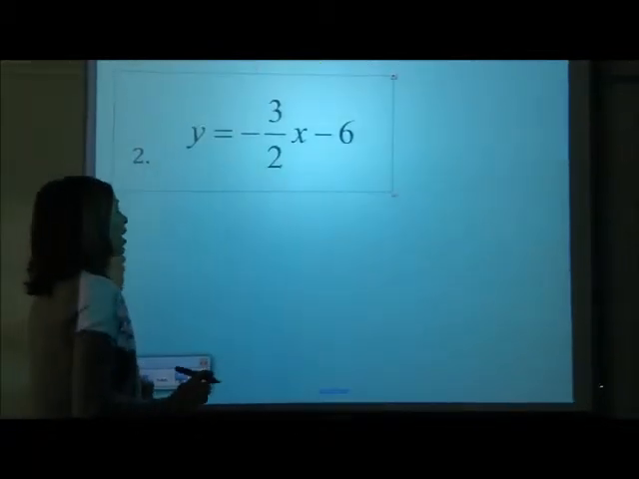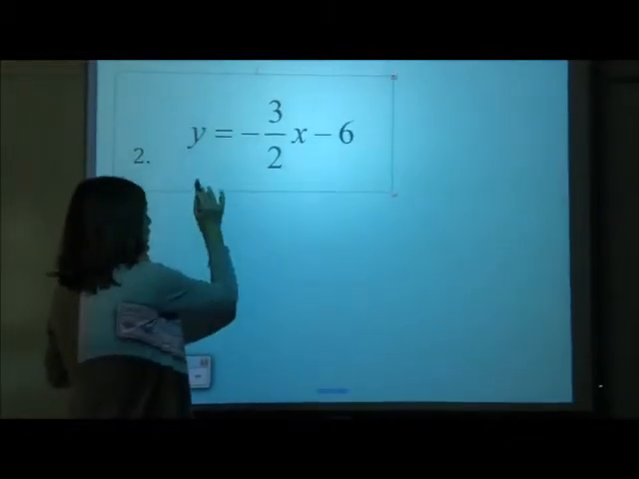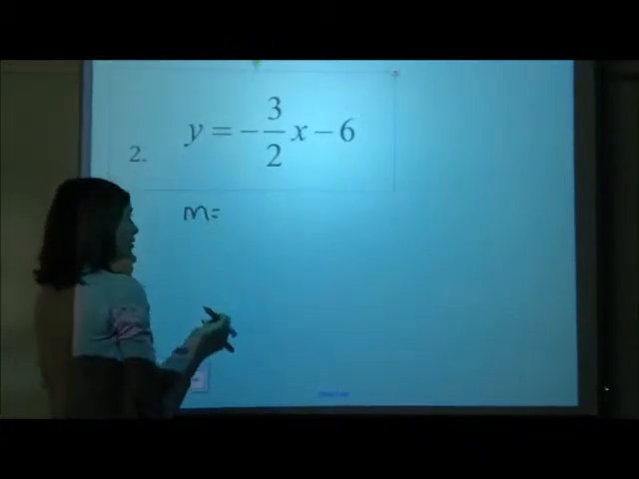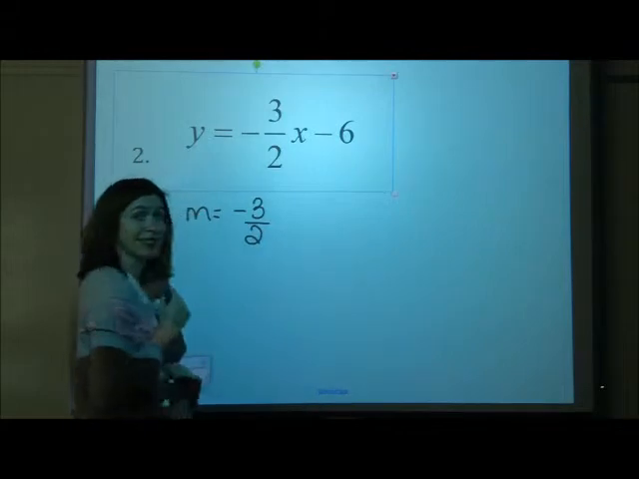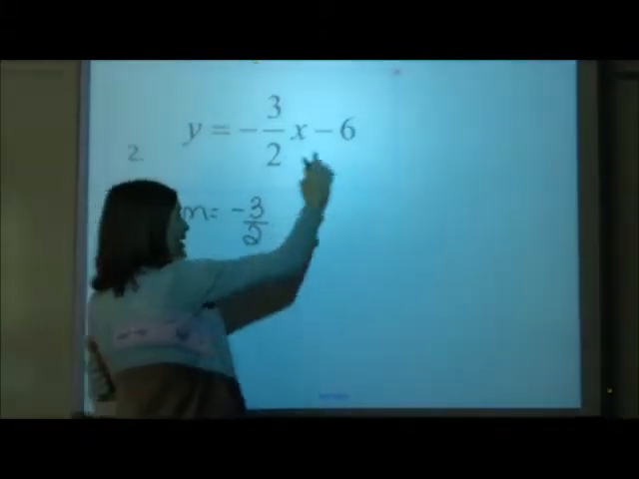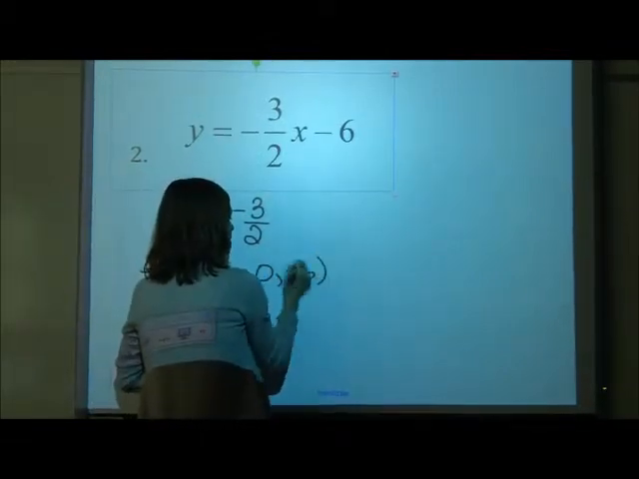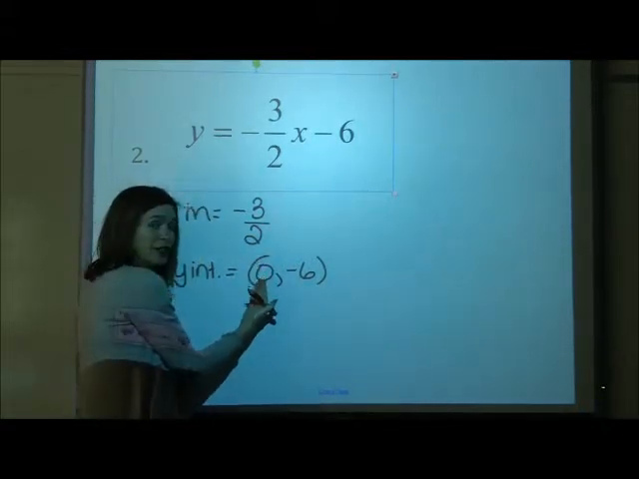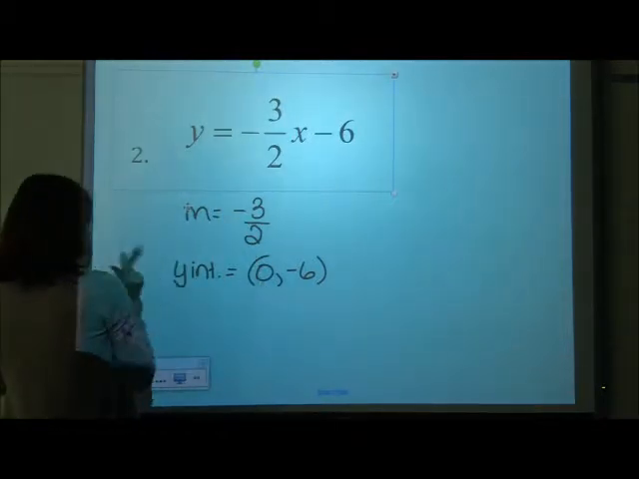All right, our next one, y equals negative 3/2 x minus 6. Again, it's in the form y equals mx plus b. So my slope is, you guessed it, negative 3 over 2. X is not part of the slope. And my y-intercept is my negative 6, but we write it as a coordinate point, (0, negative 6). I want us writing this as a coordinate point as a reminder that the y-intercept is where x is 0 on the graph. Okay, it's where it crosses the y-axis.